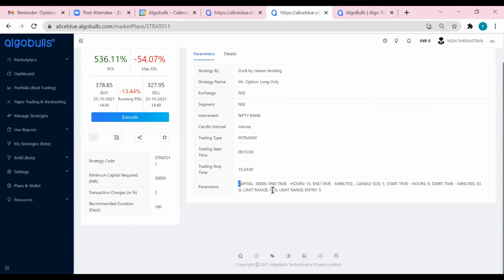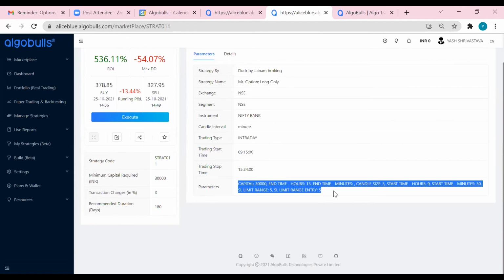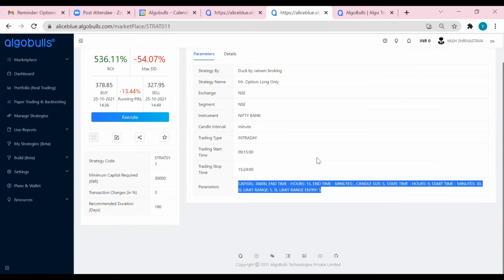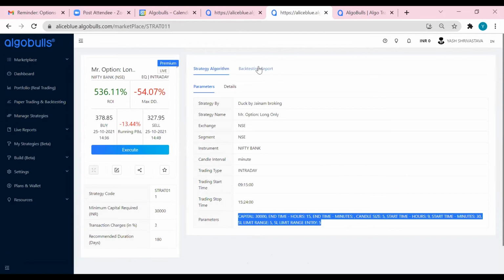And you could see the parameters on the basis of which the strategy is performing. So it's buy time, end time, candle size, start time, and all the parameters are explained to give you better clarity on the strategy.